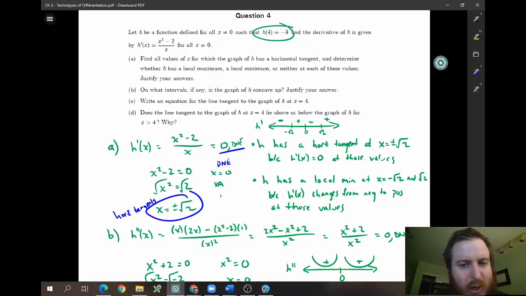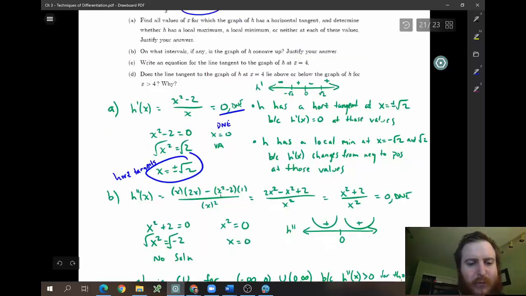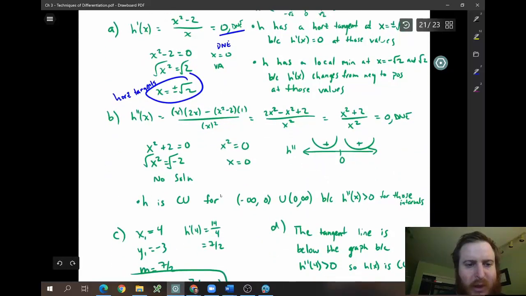Now, 0 is kind of weird. 0 is not a maximum. Even though it looks like 0 is a maximum, we need to be really careful. See how it says for all x not equal to 0? If we think about the graph, that's going to be a vertical asymptote. So x equals 0 is a vertical asymptote. It's not a maximum. So just be careful about that.